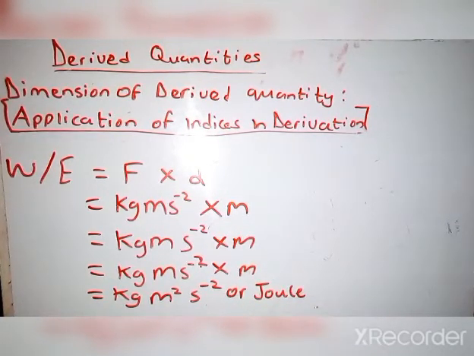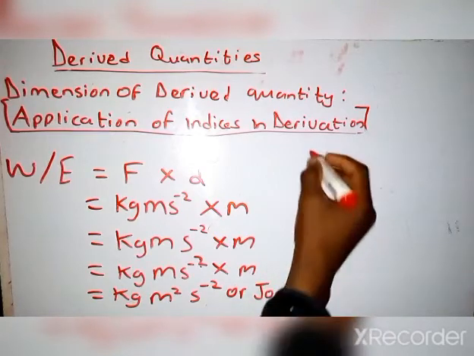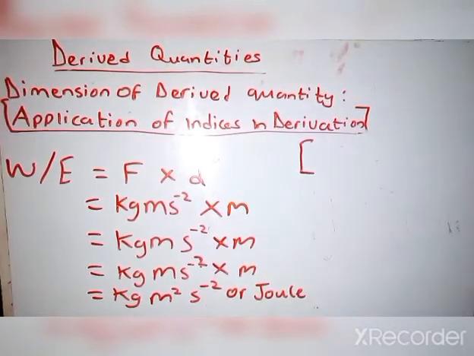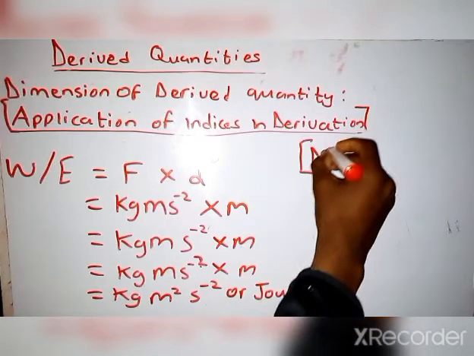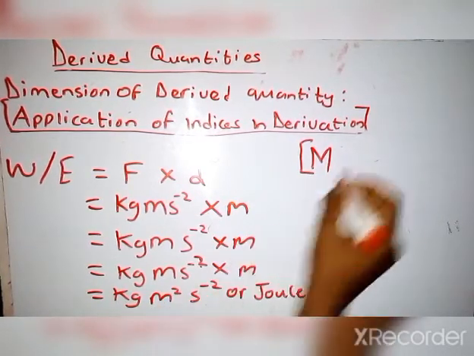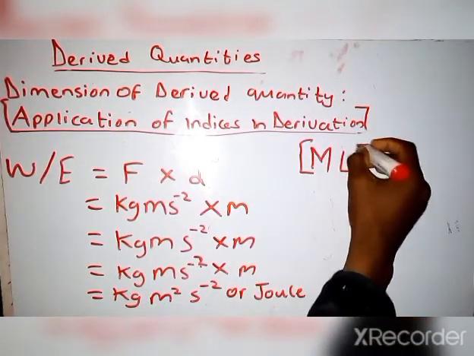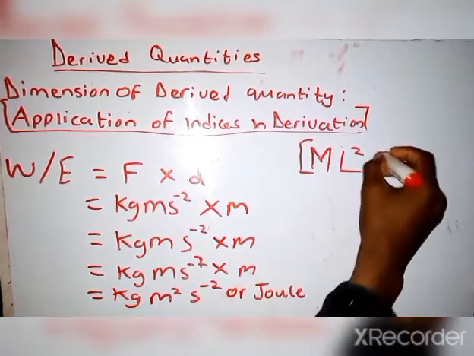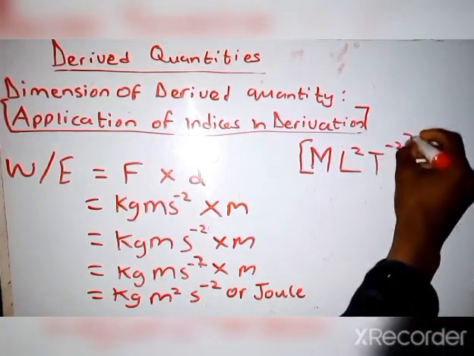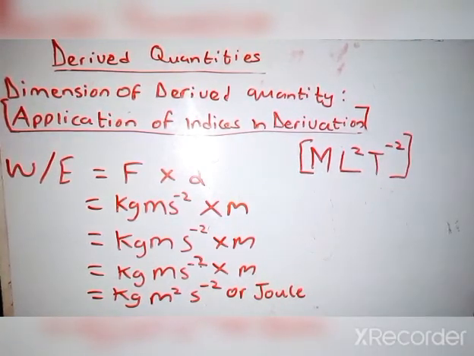So to get the dimension, it will now be in brackets: M for kg, L for meter squared, and T raised to minus 2. So this is the dimension for work or energy.